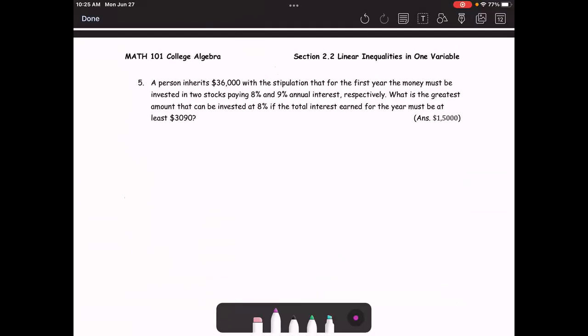The next example: a person inherits $36,000 with a stipulation that for the first year, the money must be invested in two stocks, paying 8% and 9% annual interest, respectively. What is the greatest amount that can be invested at 8% if the total interest earned for the year must be at least $3,090?